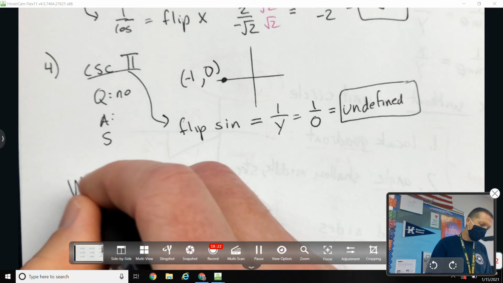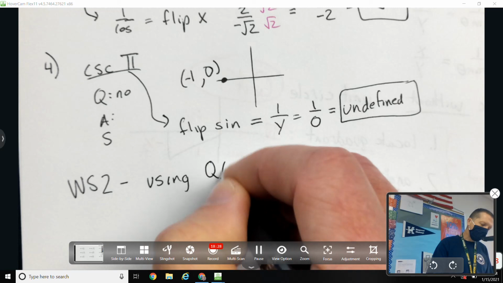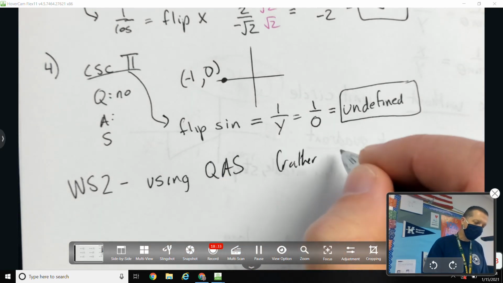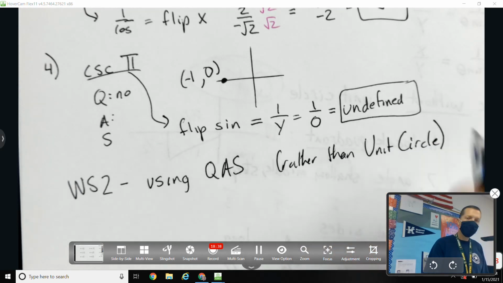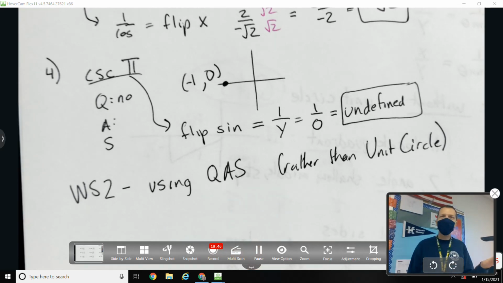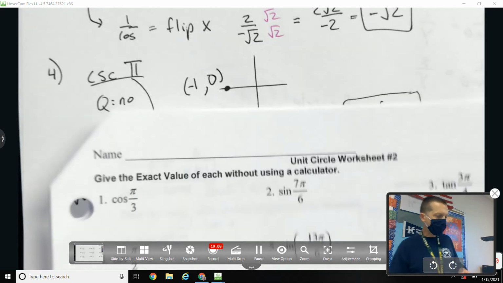So your assignment today is worksheet 2, but as best you can using quadrant angle sides rather than staring at the unit circle. Okay. Again, pay the price now to learn how to do this method rather than just stare at the unit circle. Obviously, it's easier staring at the unit circle right now. Long term, it's going to be much, much better if you will learn to sketch a quick picture and answer it that way. In fact, let's do a couple together.